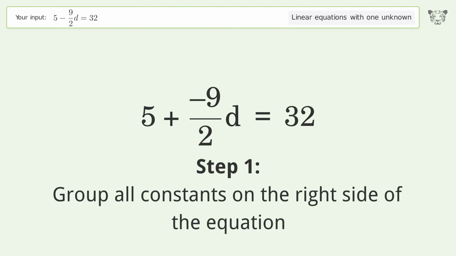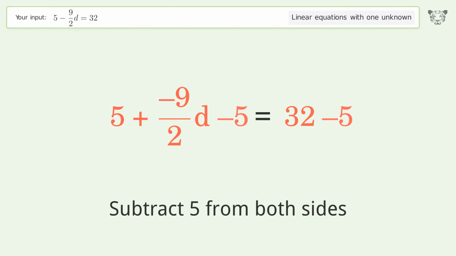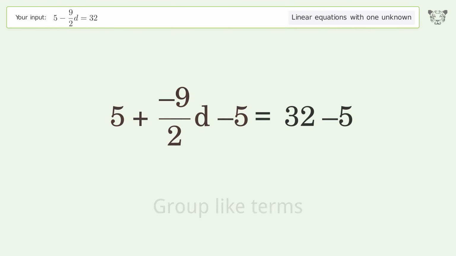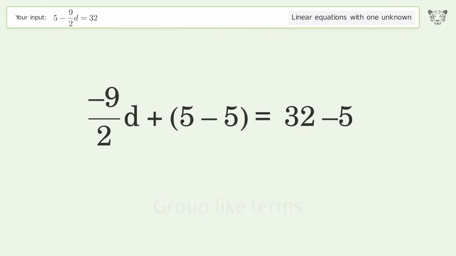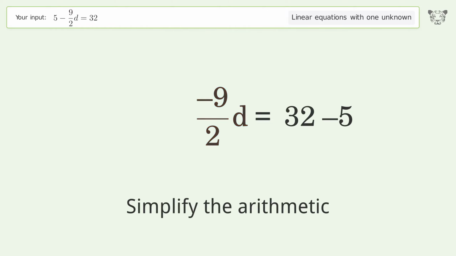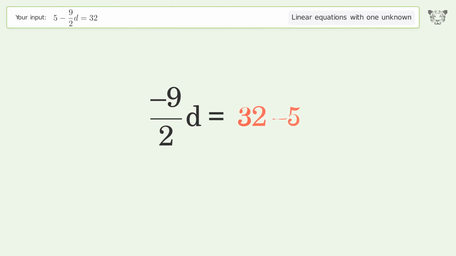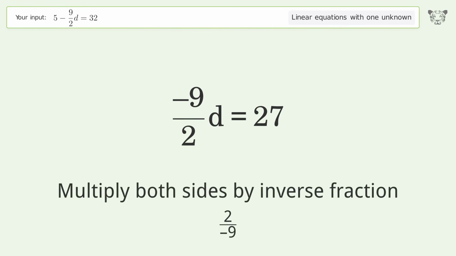Group all constants on the right side of the equation. Subtract 5 from both sides. Group like terms. Simplify the arithmetic. Isolate the d. Multiply both sides by inverse fraction 2 over -9.